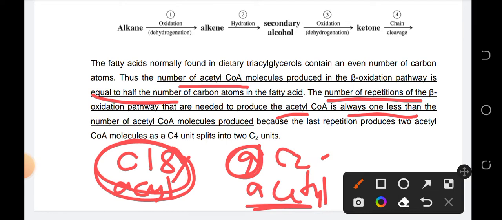Tama? Pero, ilang beta oxidation yan? Ilang ulit na mag-undergo ng beta oxidation para makaproduce ng acetyl-CoA? Kasi ang sabi dito, 1 less. So, kapag may 9 tayo mapoproduce, mag-undergo lang yan ng 8 beta oxidation.